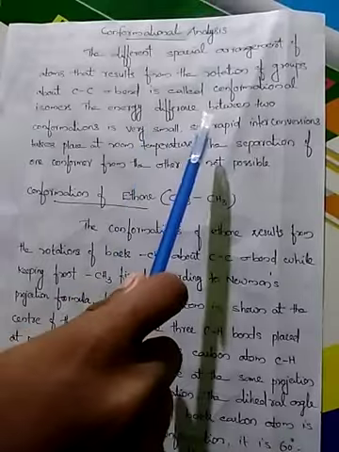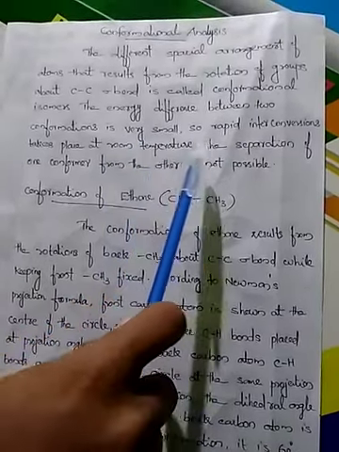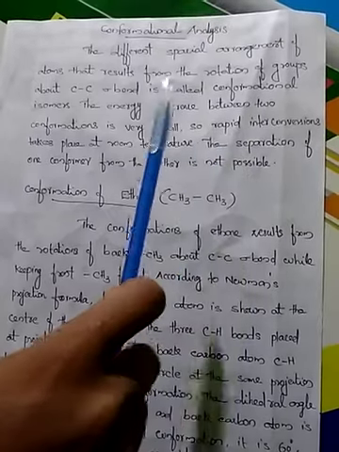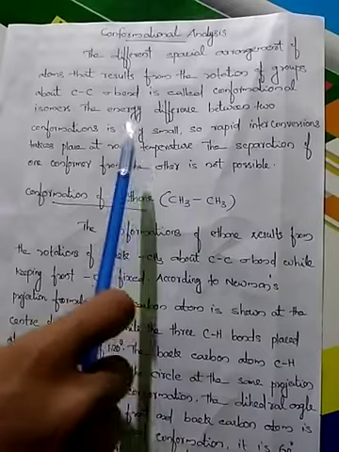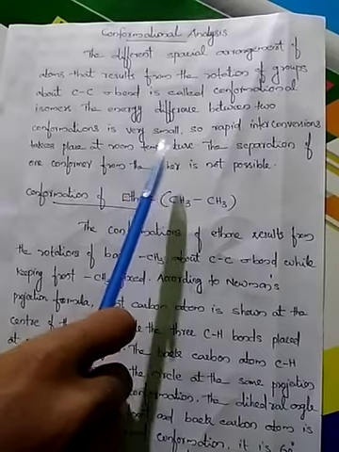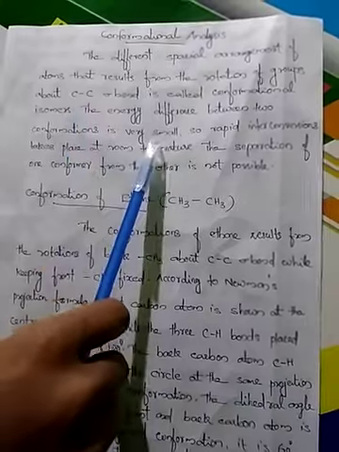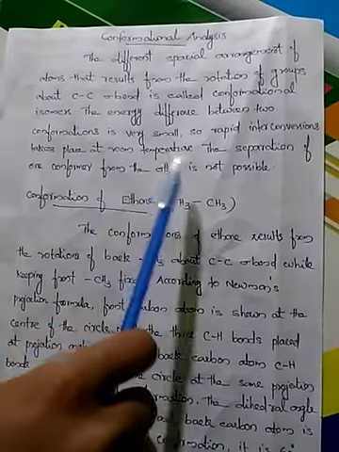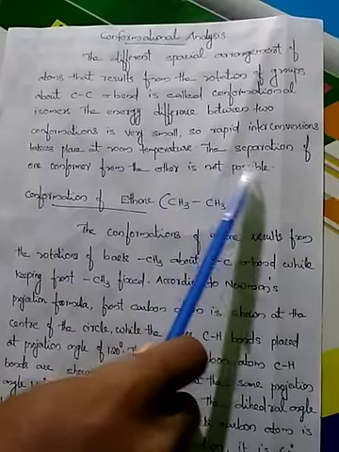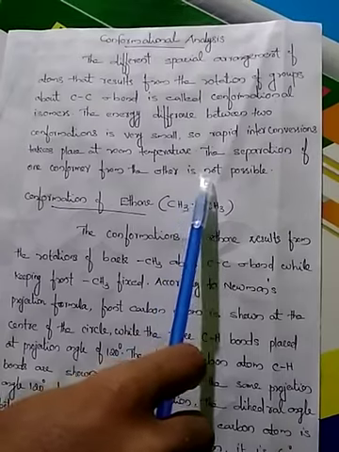The energy difference between the two conformations is very small. So rapid interconversions take place at room temperature. That is, the energy difference between one conformer and another conformer is very small, so rapid interconversions take place, and the separation of one conformer from the other is also not possible.